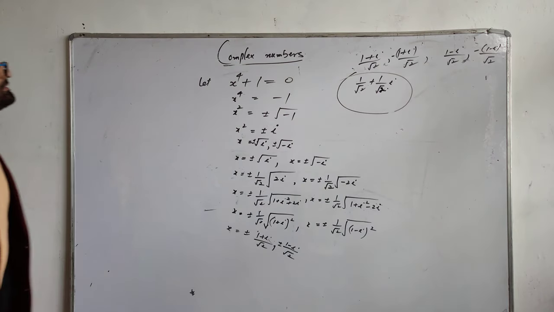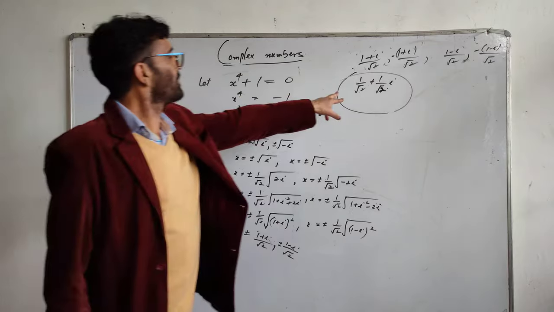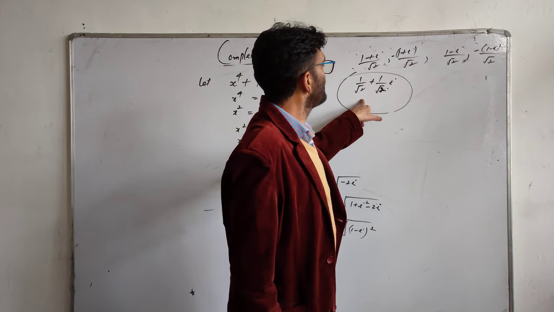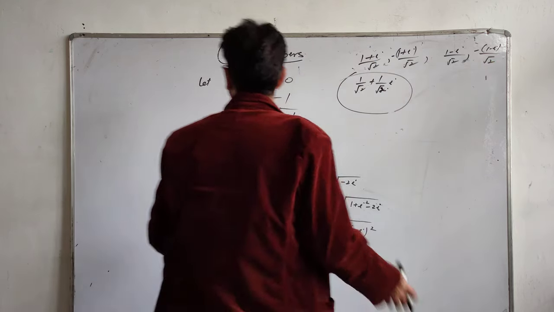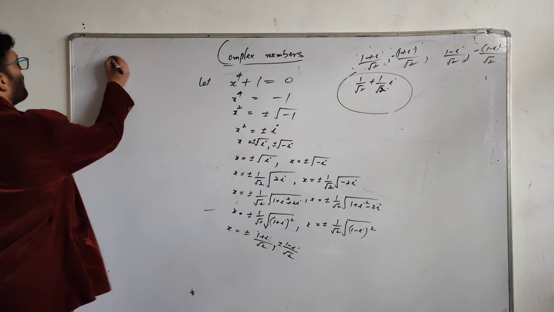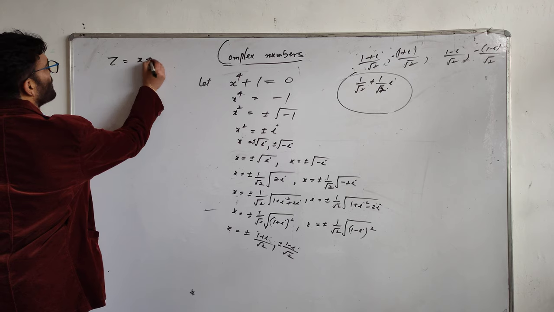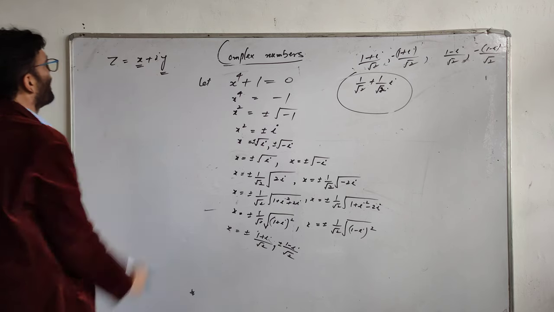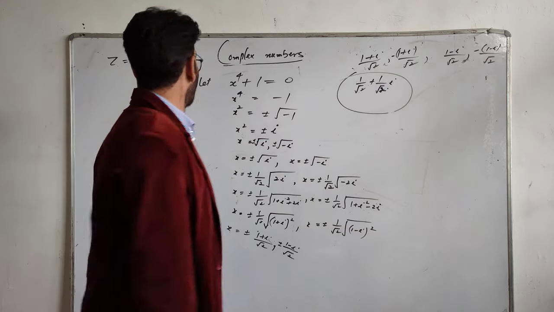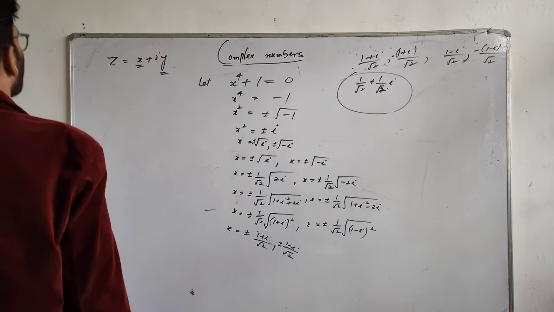Are you getting it properly? This is the concept. This is the first root, it is a complex number. This is what I told you: any number of the form z is equal to x plus iota y, where x is the real part and y is the imaginary part, is called a complex number.